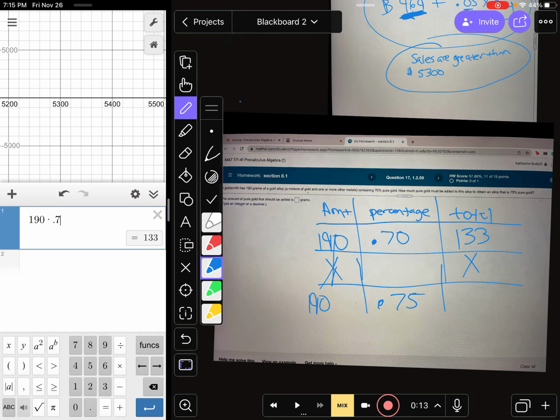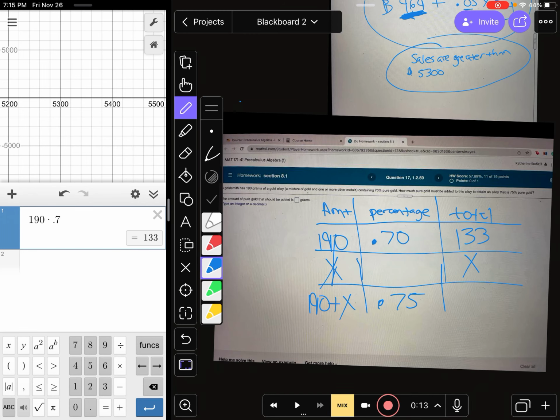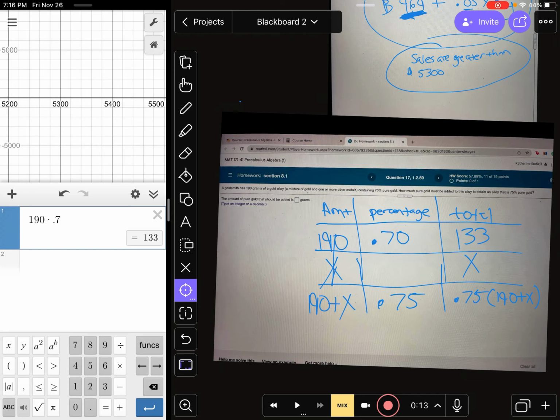He started out with 190 grams of alloy. He added some pure gold, so it's 190 plus X. 75% of it is pure gold, so I can multiply these two together to figure out how much pure gold is in my mixture. I'm just going to write that over here. It's 0.75 times (190 plus X). Okay. And now I just look for my equations.